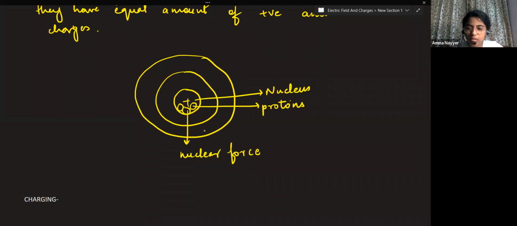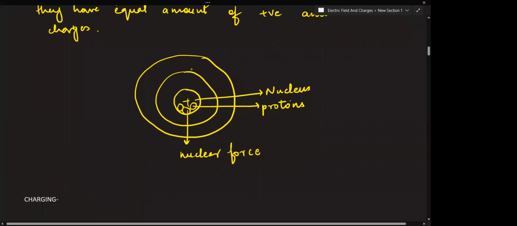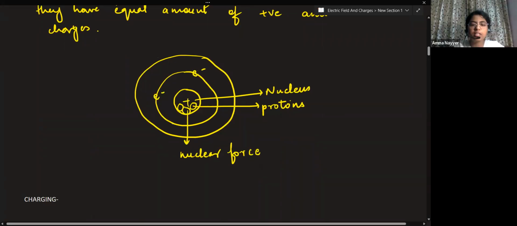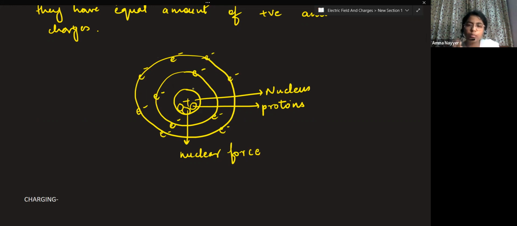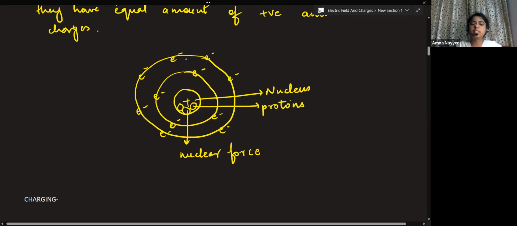Now, apart from the protons, we have some revolving structures as well. What are those revolving around the nucleus? Electrons. So we have electrons as well, which are revolving in different orbits. When we study modern physics and deal with atoms, we will see this structure in detail, and how electrons are excited and jump from their ground state to the excited state. But just for now, remember, these electrons are comparatively weakly bound than protons.